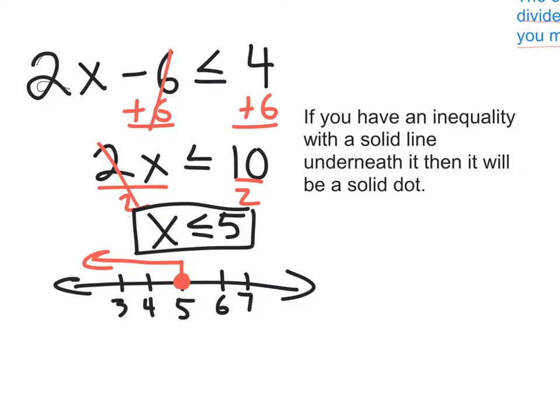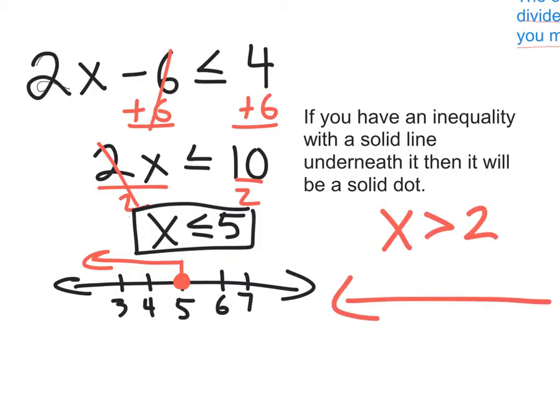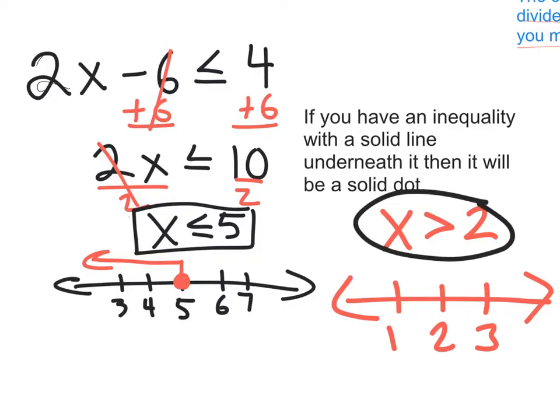If it did not have a solid line underneath it, then it would be an open dot. So let's say we're working on a problem, and x is greater than 2. Well then you would go to a number line, and you would put the number 2, fill in some values, 3, 1, and in this case, since there is no solid line underneath the inequality, it's not going to be a solid dot, it's going to be an open dot. And you just go, what does it say? It says x is greater than 2. Greater than is always to the right.